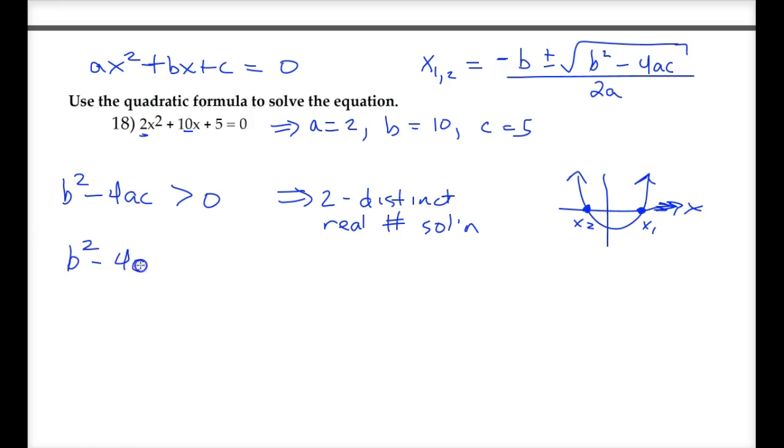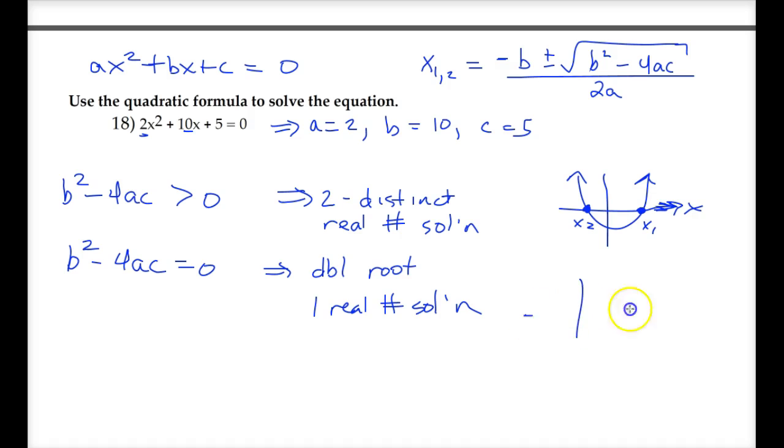When b squared minus 4ac is equal to 0, this is what's called a double root. What this means is we just have one real number solution. Our graph would look something like this, without loss of generality. So this would be our x1, which is also equal to x2 there. So we just have one answer that appears twice.